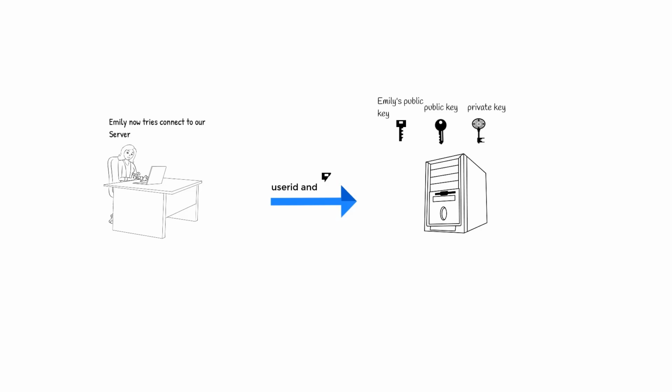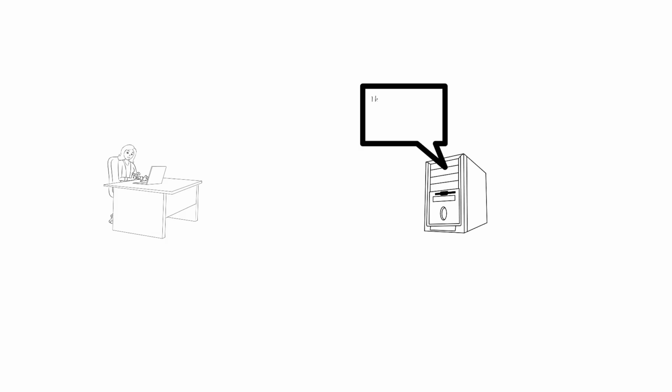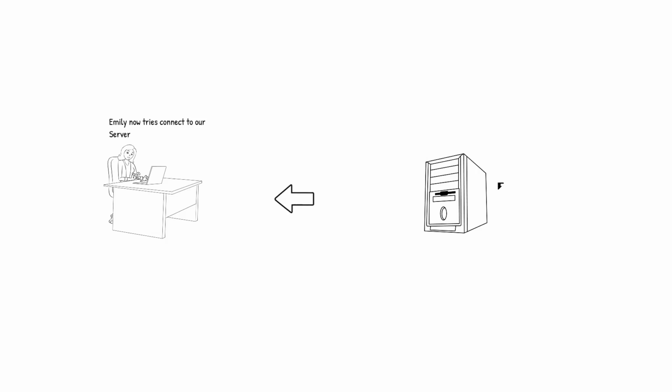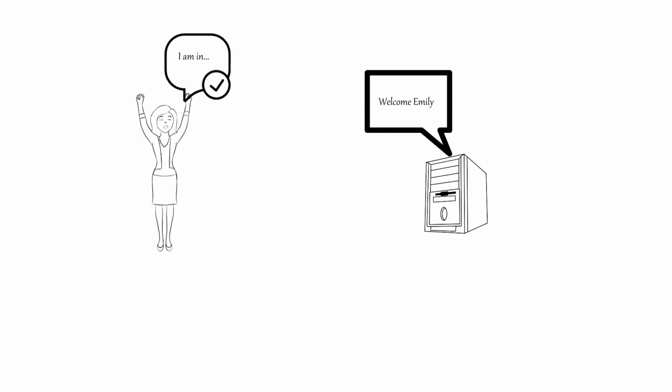Emily now tries to connect to the server, and as a part of that interaction, presents the user ID and the public key to the server. The server checks if the key is already present, and now it wants to make sure that it was actually Emily who submitted the key and not someone else. It creates a token, and using Emily's public key, encrypts the token and sends it back to Emily, expecting her to decrypt the token using the private key on her side. The decryption was successful. Emily is now granted access and she can perform the operations on the server.